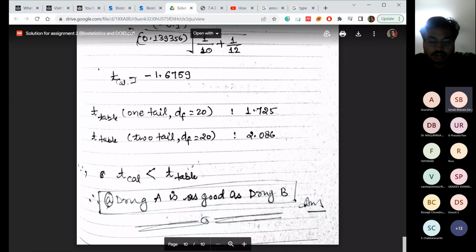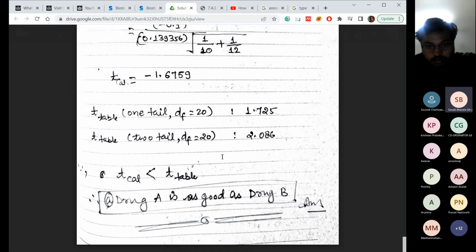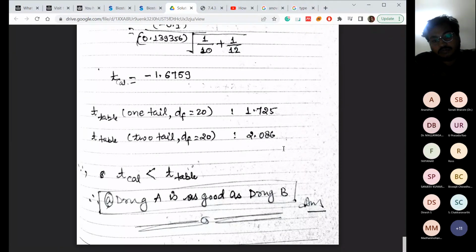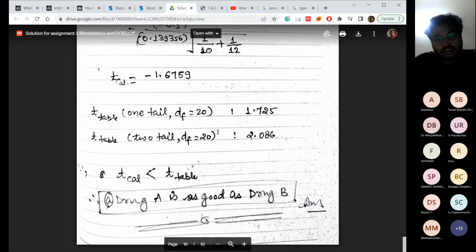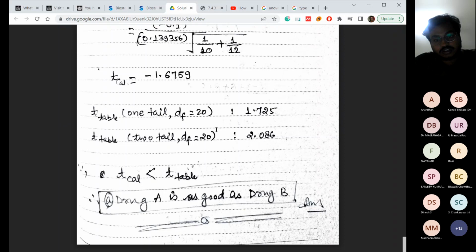So in this case, how have we concluded that drug A is as good as drug B? The T calculated value is 1.67. When we do any kind of test, we have 2 hypotheses, right? One is a null hypothesis, one is an alternative hypothesis. The null hypothesis always assumes no difference. So when we are doing the t-test, the null hypothesis states that both the drugs are performing equally. Both of the drugs are similar. And the alternate hypothesis would be one drug is better than the other.